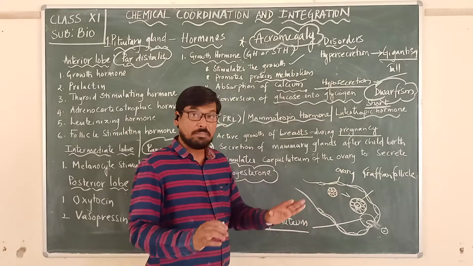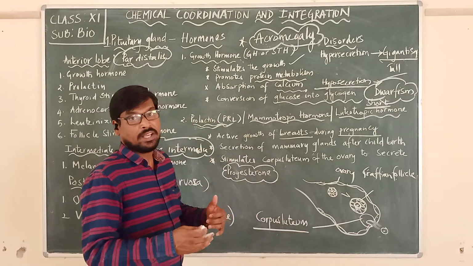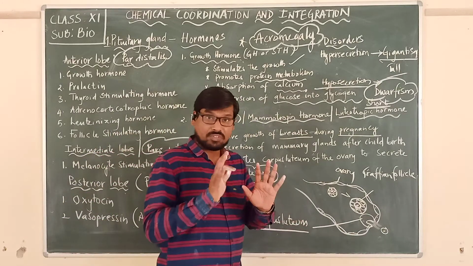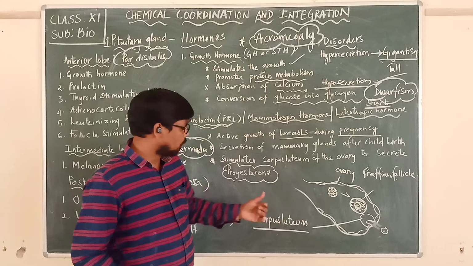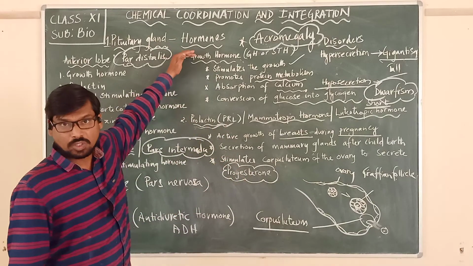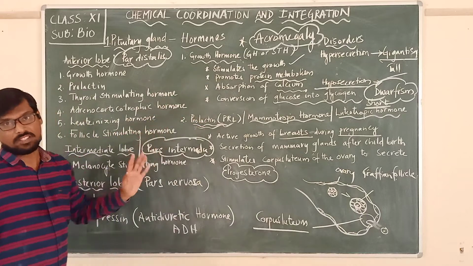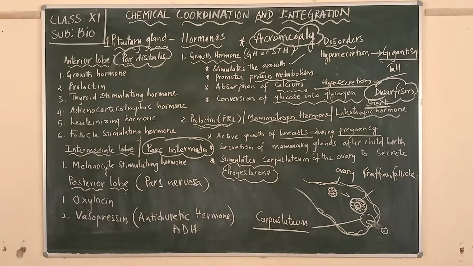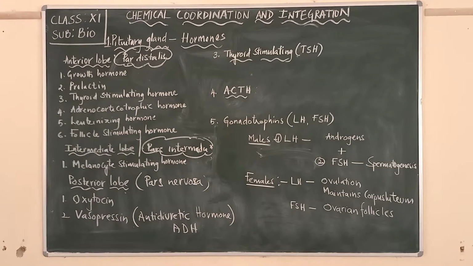The corpus luteum will remain throughout the gestation period, in the ovary, producing progesterone. So here we have come across the growth hormone and also prolactin. And we have said that prolactin is also called the mammotropic hormone or luteotropic hormone.